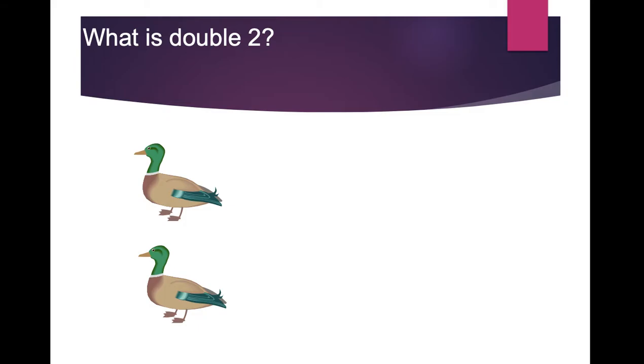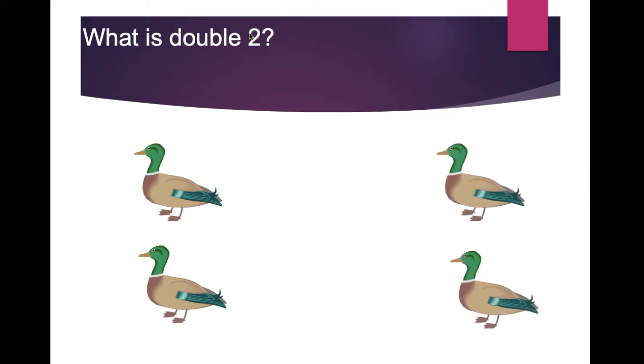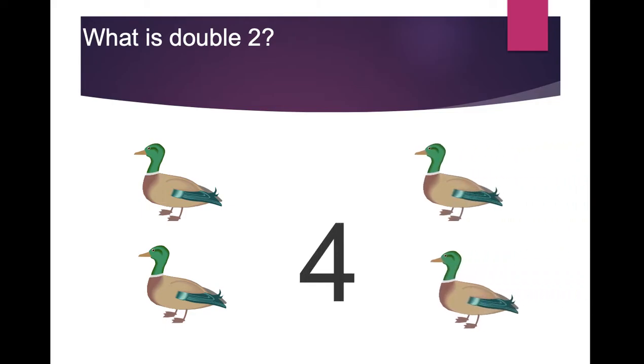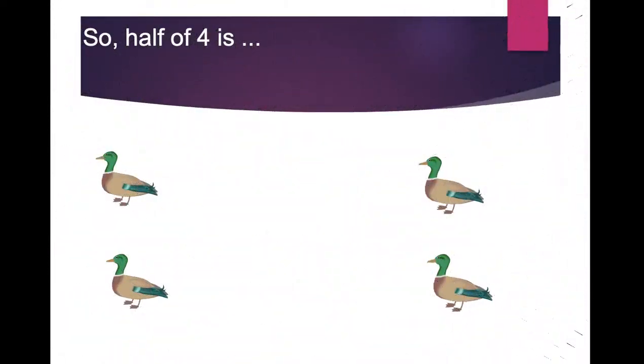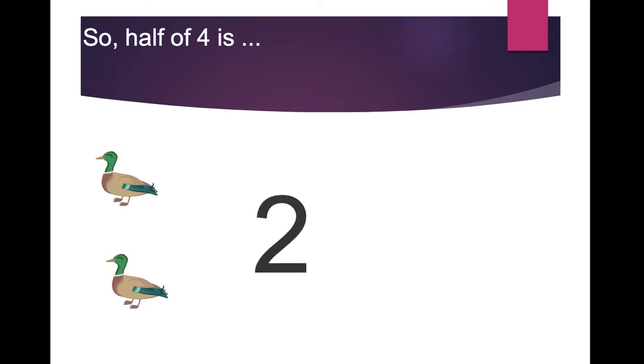Now let's see what is double. Like we have two ducks here. Let's see what is the double of 2. So we are going to add the same number again. So 2 plus 2 is, well done, 4. And now let's see what is the half of this 4. Let's divide this. When I divide this into half, we get, well done, 2.